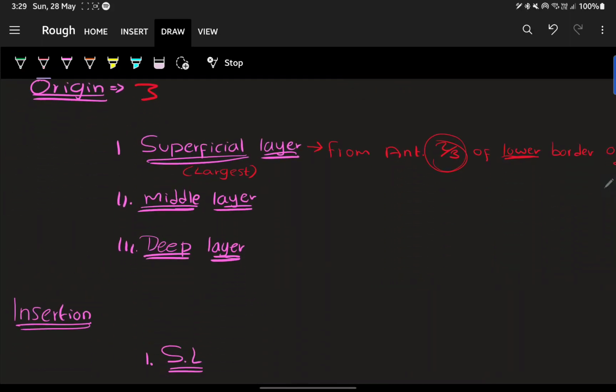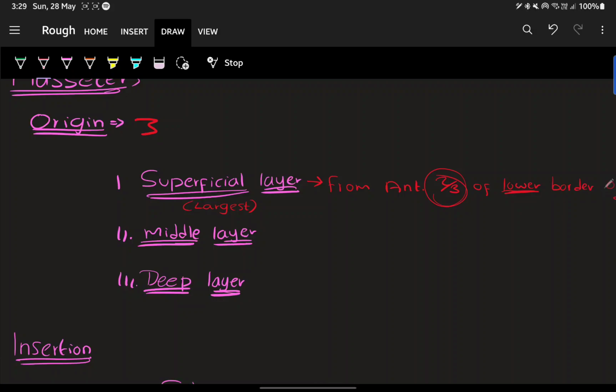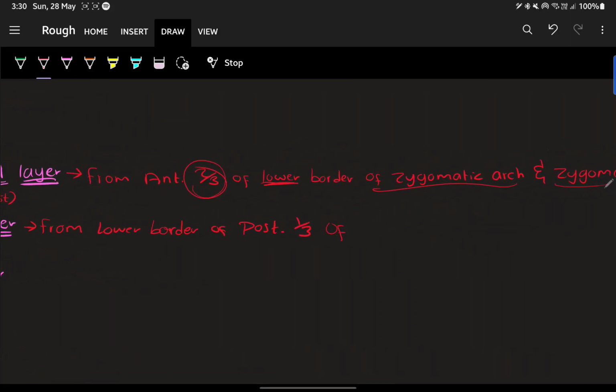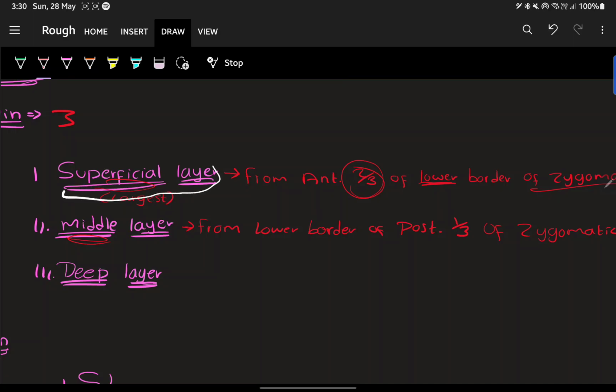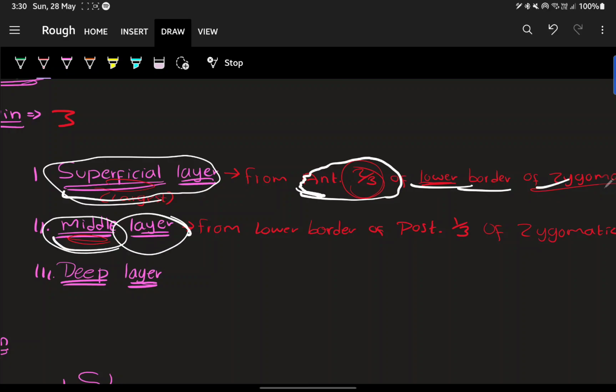Now this is the middle layer. The middle layer is from the lower border of the posterior 1/3 of zygomatic arch. So this was the anterior 2/3 of the lower border of zygomatic arch for the superficial layer, and the middle one is from the lower border of the posterior 1/3 of zygomatic arch. So you can see, the superficial layer is from the anterior 2/3 of the lower border of zygomatic arch, while the middle layer is from the posterior 1/3.